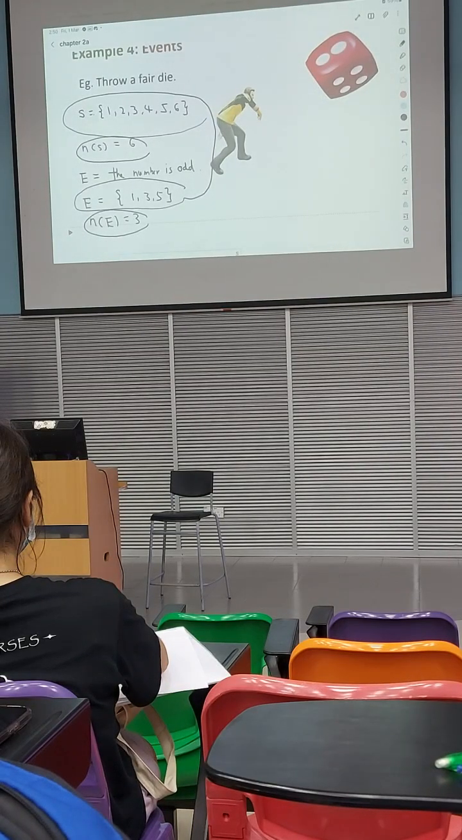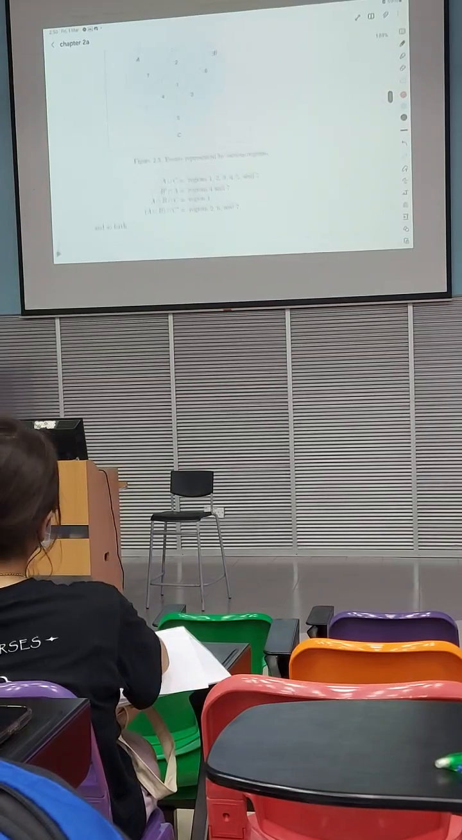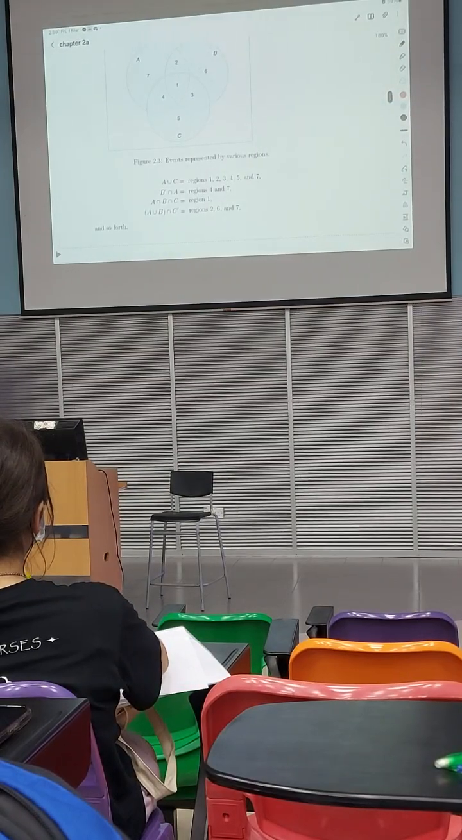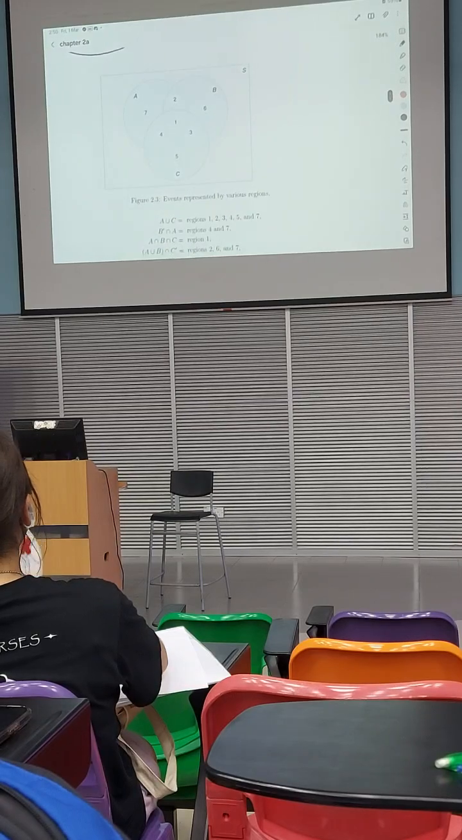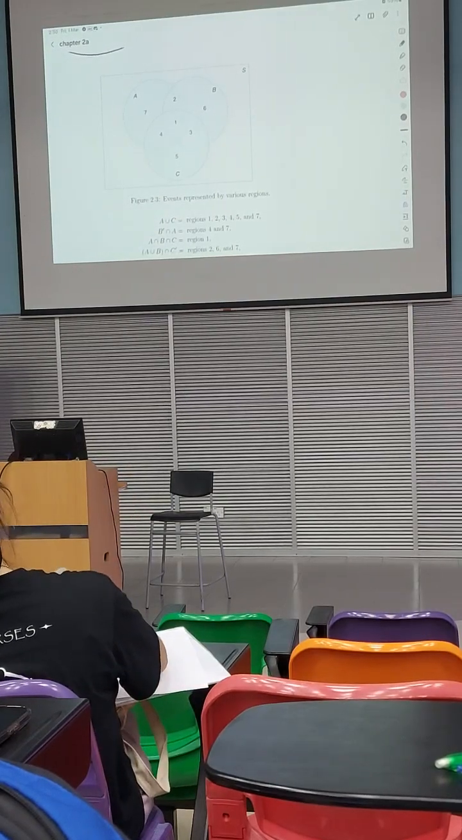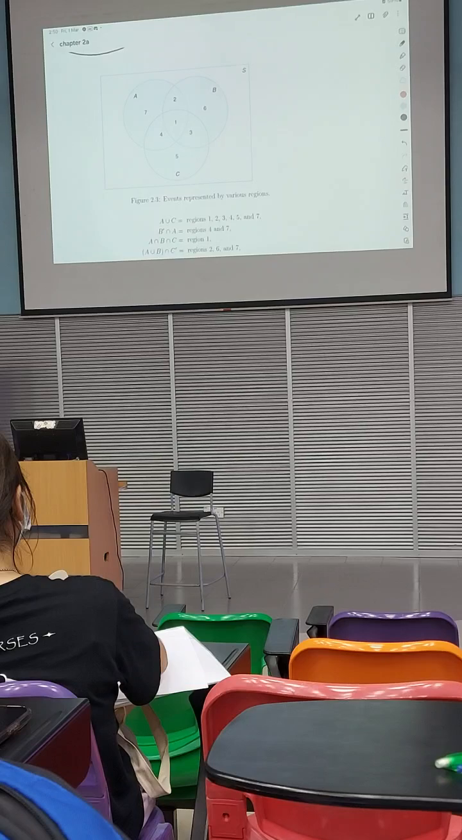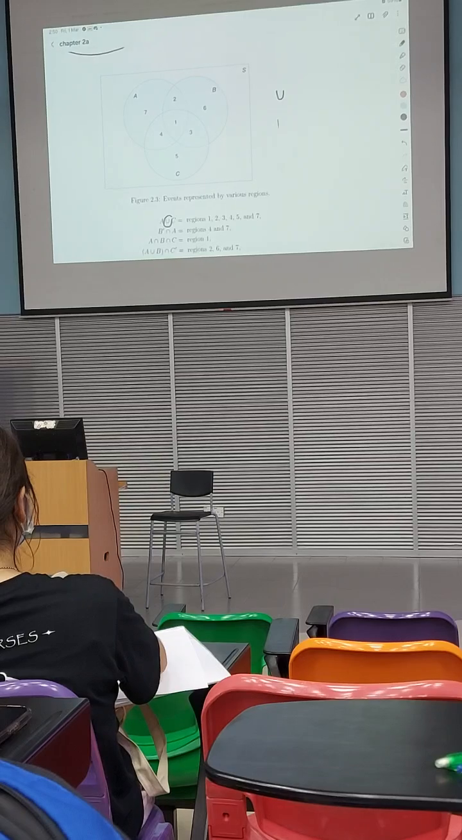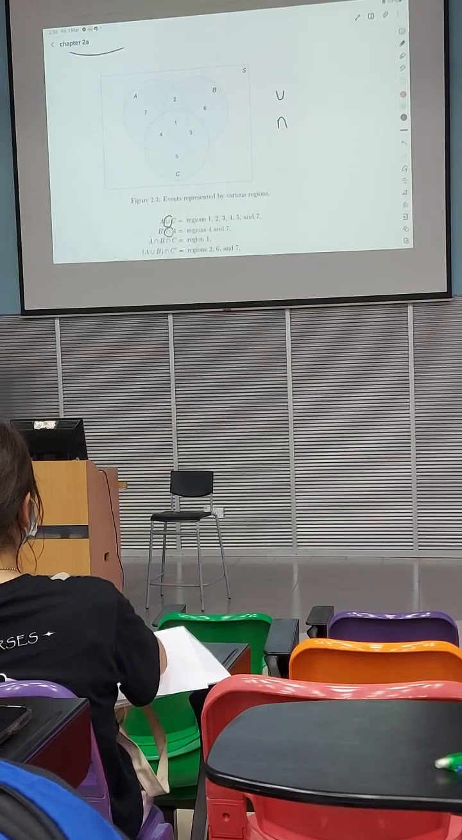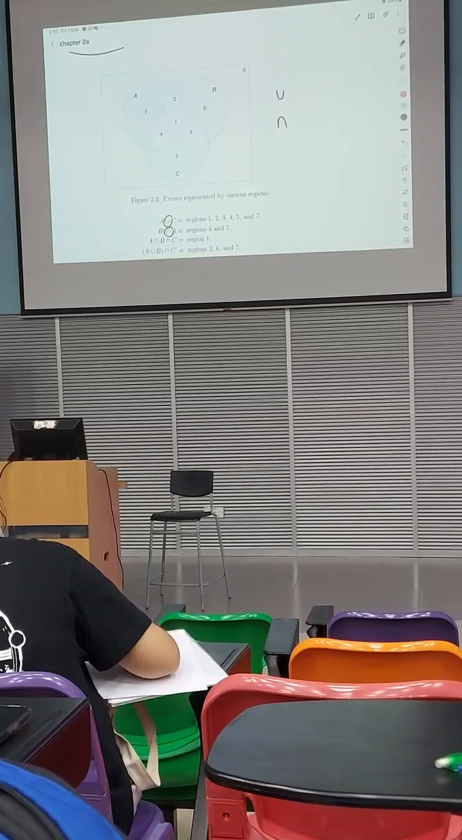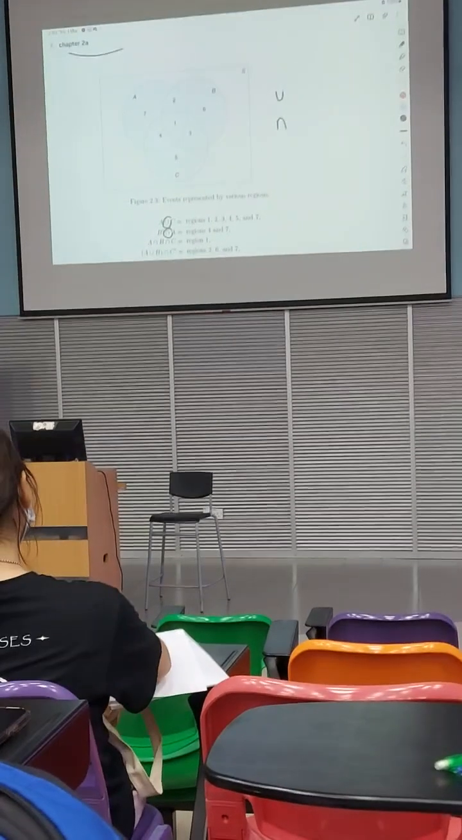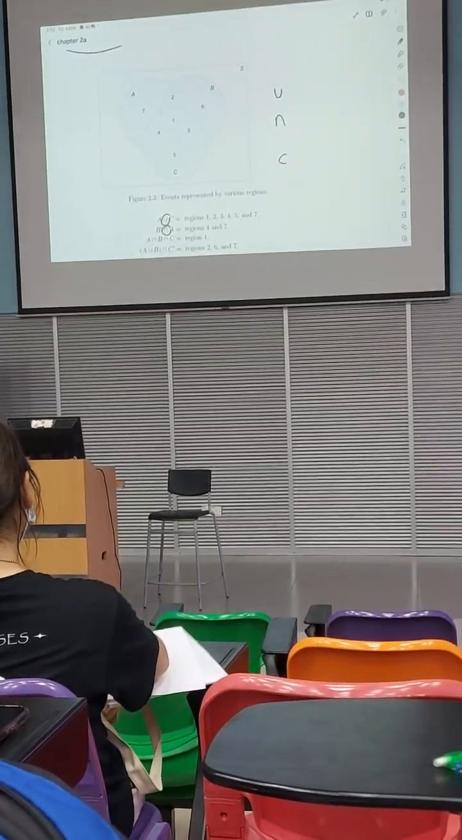Okay? Alright, let's move on to this. Of course, the events can be presented in the Venn diagram. I will not go through this, but just for the revision, what is the meaning of this symbol? Union. Okay, what is the symbol of this? What is this? Intersection.